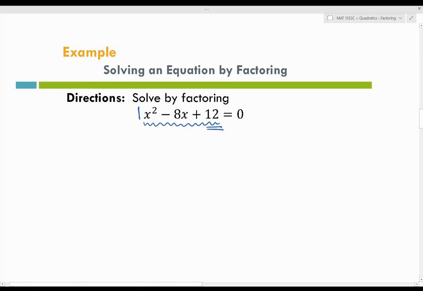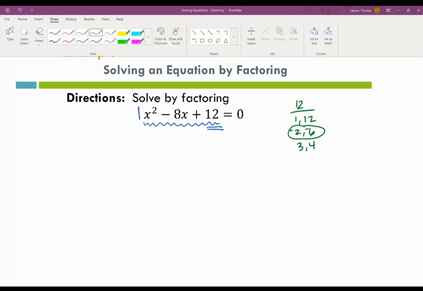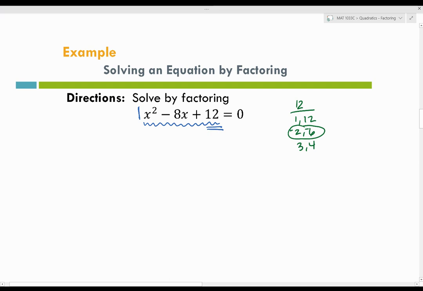So I need to list out the factors of 12, which is 1 and 12, 2 and 6, 3 and 4. And I need a pair that's going to give me negative 8, which is the middle term. Well, that's going to be 2 and 6. And I need a negative 8. So the only way I'm going to get that is if both the 2 and the 6 are negative. So I'm going to take those factors and rewrite my quadratic.